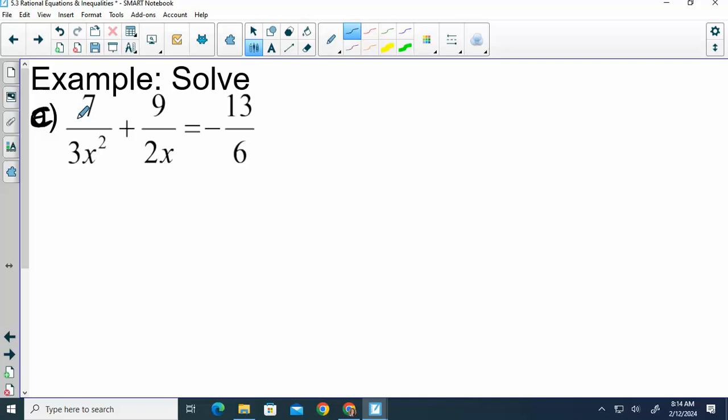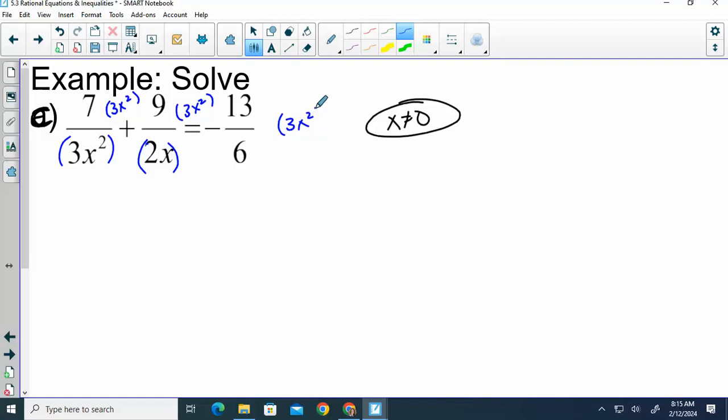Can you look at this and tell me what x cannot be? That's the only thing that makes the bottom of this fraction 0. Alright, so for the first fraction, if I want to get rid of this, we have to multiply by the whole denominator. So we're going to take it times 3x squared. That would cancel all of this. Because it's all one term, it also cancels the x out of that denominator.